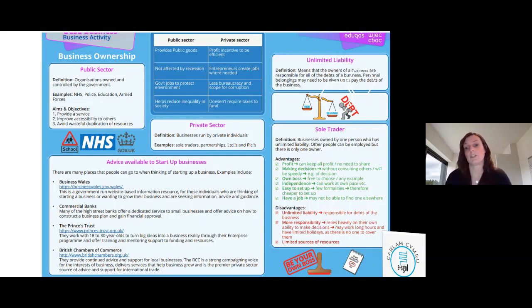The problem is, the disadvantages: you've got unlimited liability. You've got more responsibility because you haven't got anybody to talk to about the business and the decisions. It's all on you, and you might have limited resources. If you think money, you might have limited access to money, and limited access to bank loans because maybe they won't invest in just one person. So it does bring down what resources you can get, and you won't have the buying power that bigger companies would have because you are on your own.